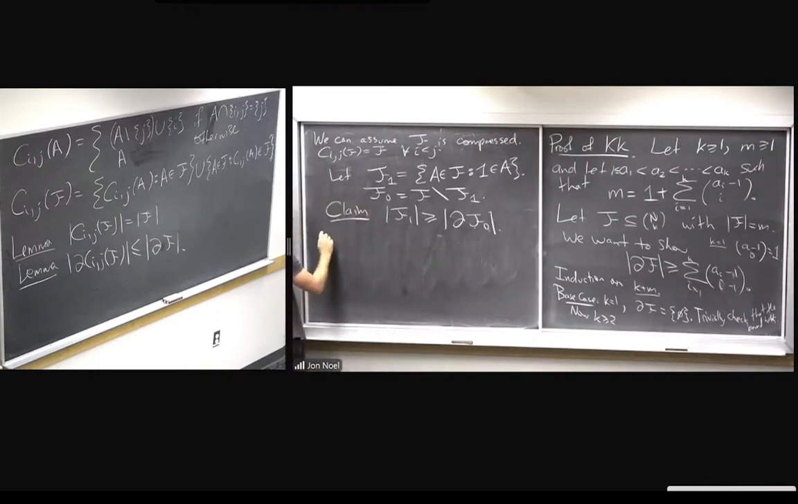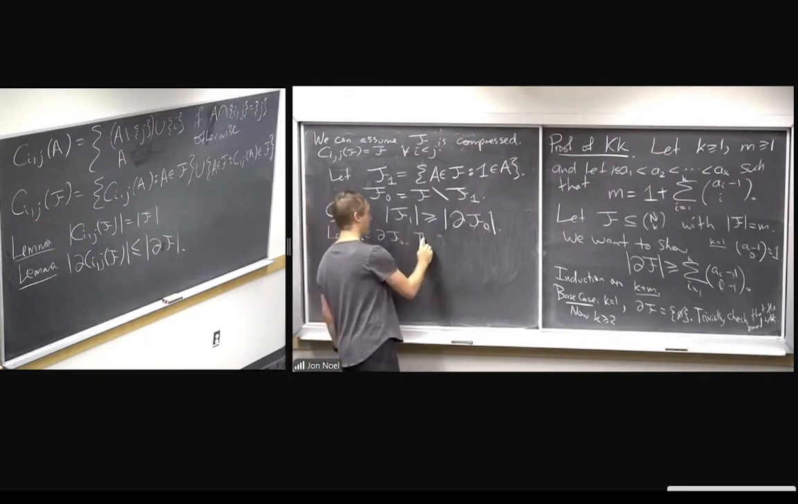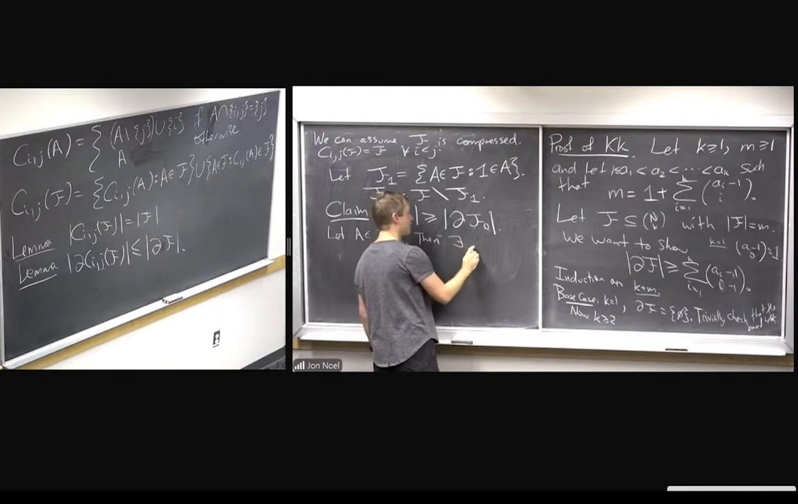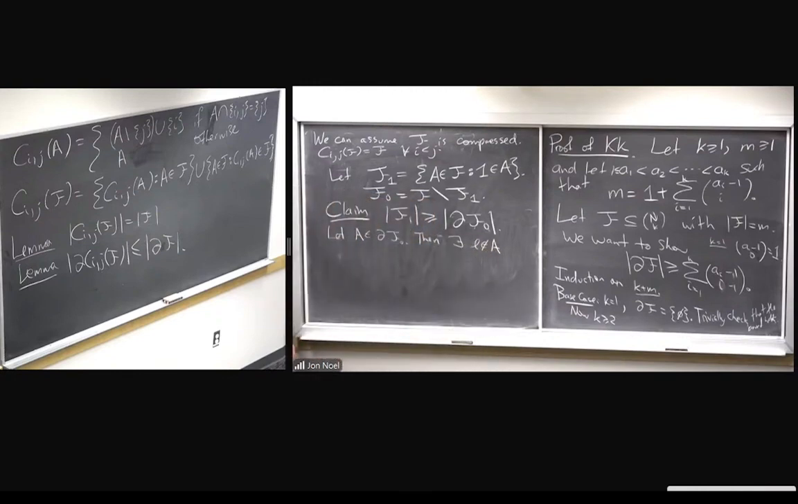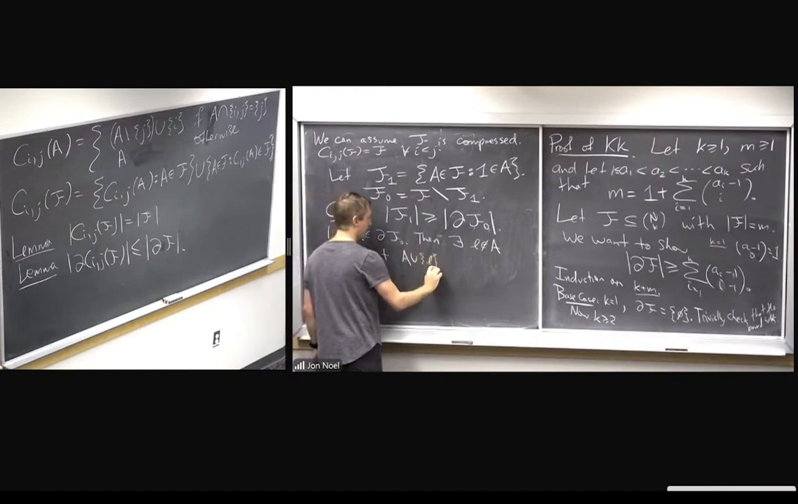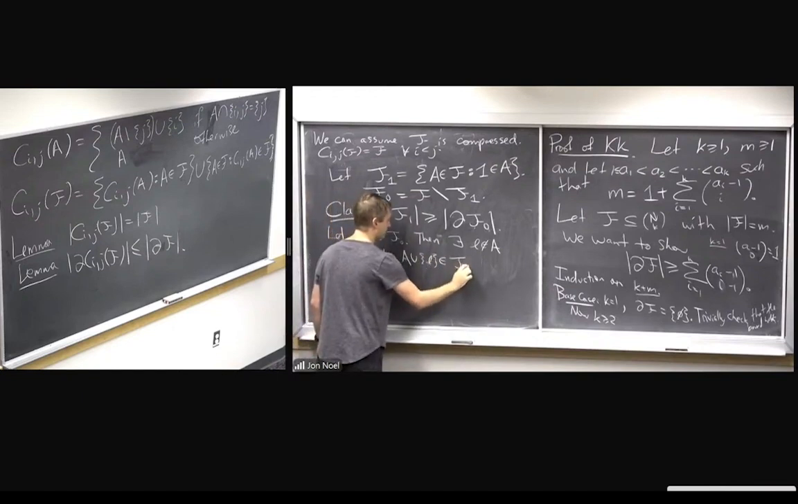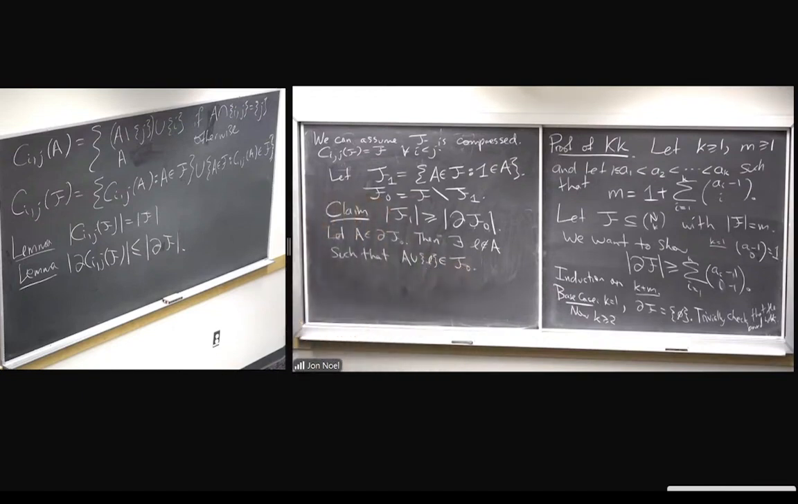So, in other words, let's say A is in the shadow of F naught. Then there exists something that's not in A, some L, not an element of A, such that A union L is in F naught, just by definition of the shadow.